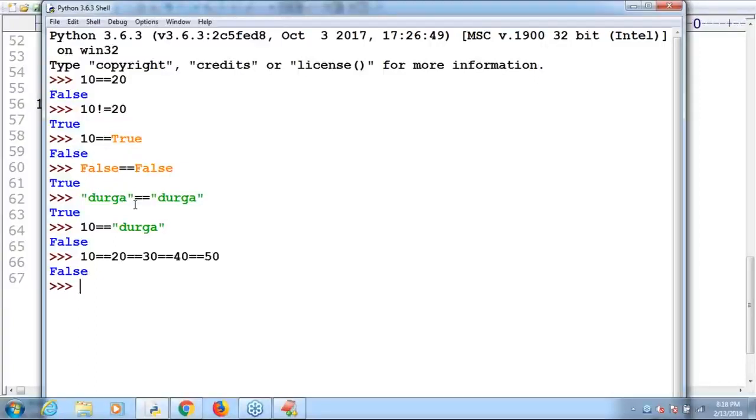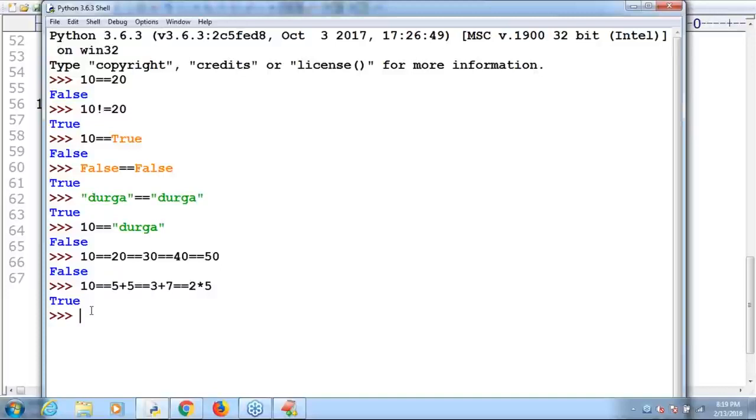Now I'm taking 10 double equal to 5 plus 5 double equal to 3 plus 7 double equal to 3 plus 7 double equal to 2 into 5. Can you please tell what is the output by default? Cross check: in all cases true is the answer or not? I hope you can understand. If all conditions are true, then only the result is true. Otherwise, the result is always false. Remember that.